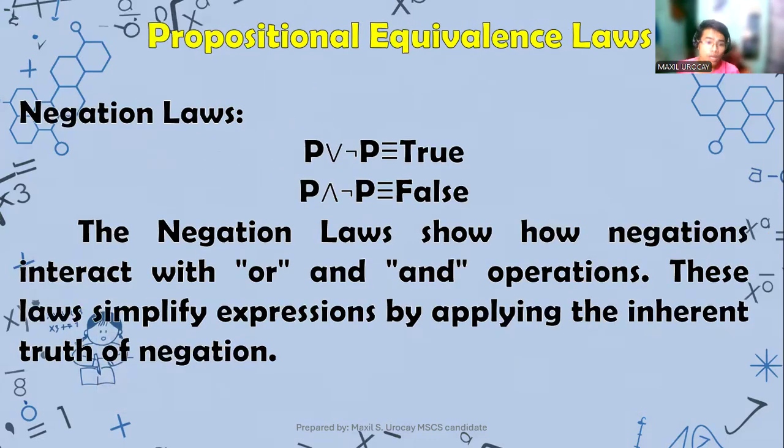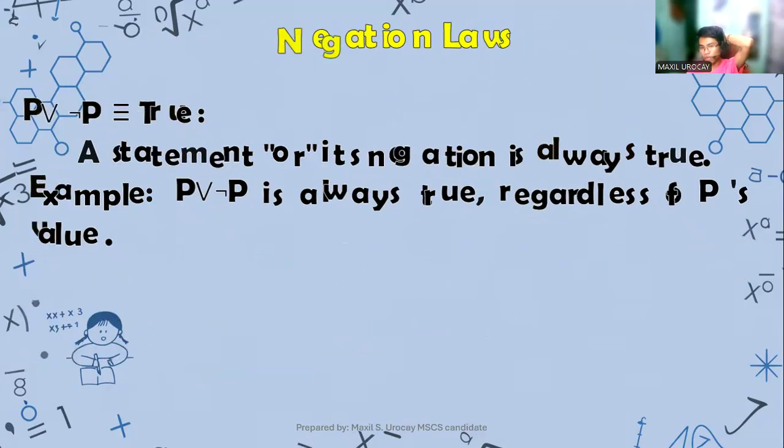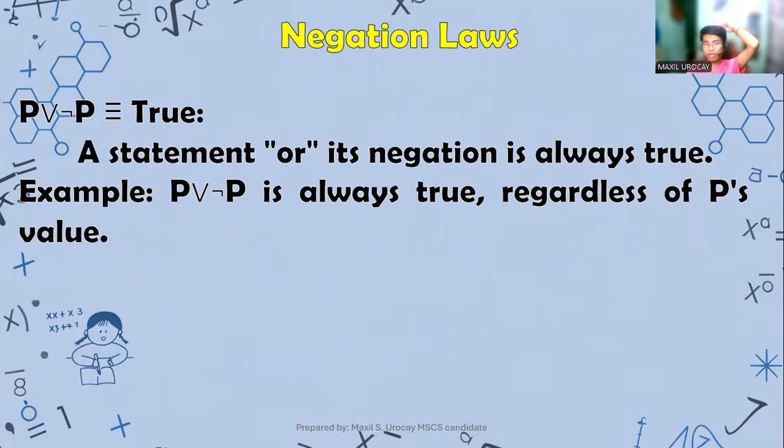Now let's work on the negation law. The negation law is P or not P is equivalent to true, and P and not P is false. Let's see that later. The negation law shows how negations interact with OR and AND operations. This law simplifies expressions by applying the inherent truth of negation. We'll see if they are equivalent to each other. A statement or its negation is always true. Example: P or not P is always true regardless of P's value.